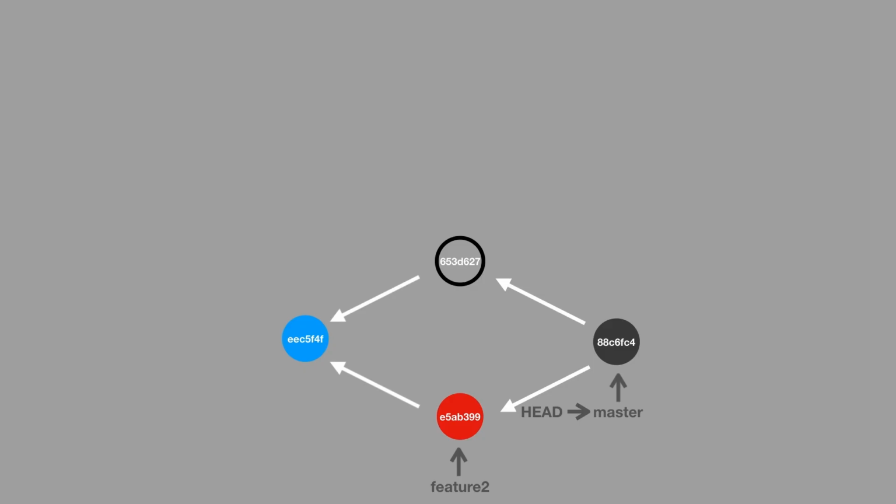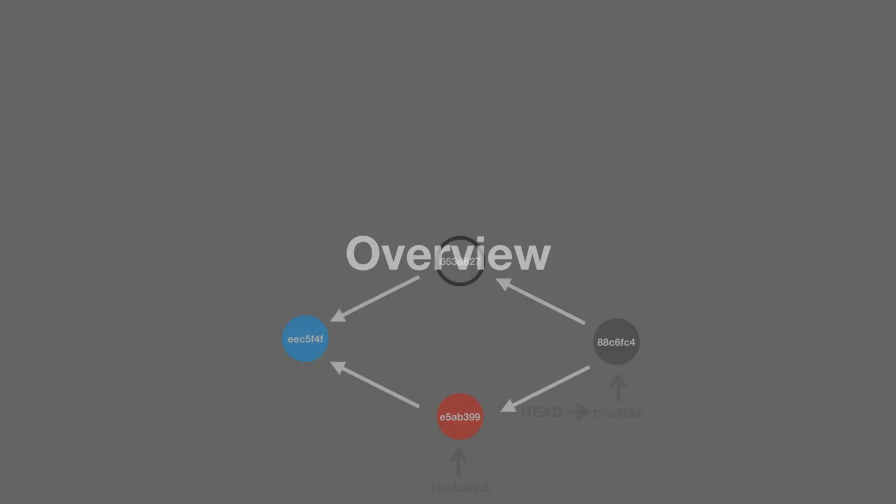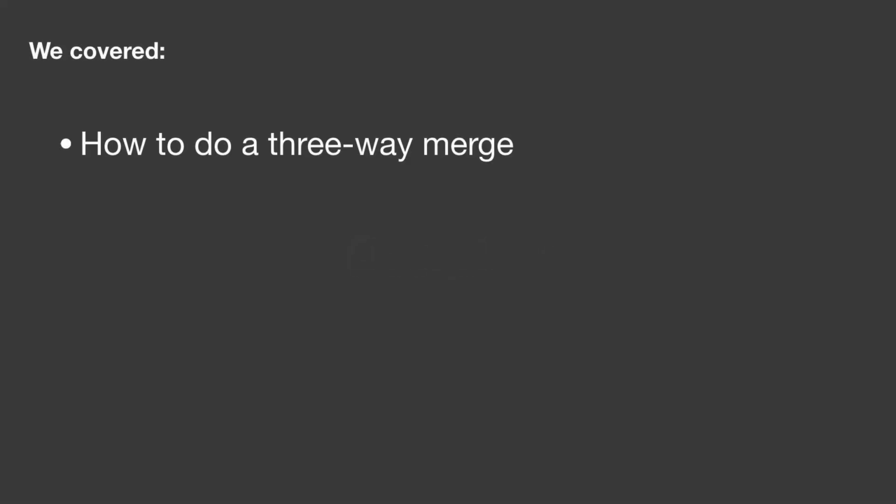So that was doing a 3-way merge. Let's overview. In this lesson, we covered how to do a 3-way merge, and we introduced the merge commit. That was it for this lesson. See you at the next one.